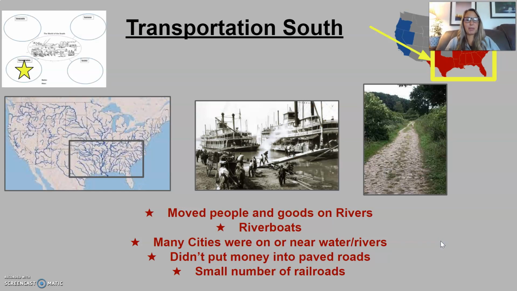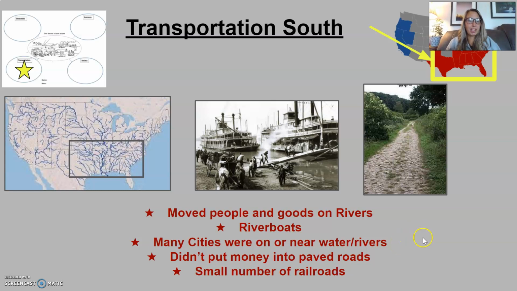Our third topic is transportation. In the South, you can see in the map over here that there are a lot of rivers in the South. So people and goods moved on these rivers. They used riverboats as a mode of transportation, and many of their cities were on or near water or riverways.